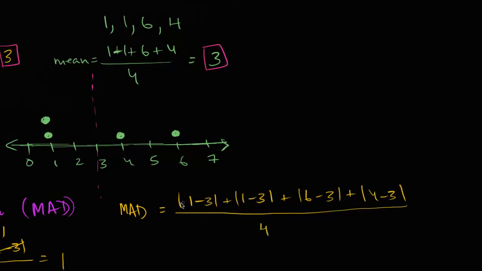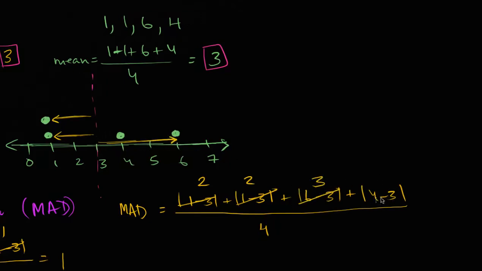So 1 minus 3 is negative 2, absolute value is 2, and we see that here. This is 2 away from 3. We just care about absolute deviation. We don't care if it's to the left or to the right. Then we have another 1 minus 3 is negative 2, but with absolute value, this is 2. And this is 2 away from the mean. Then we have 6 minus 3, absolute value of that is just going to be 3. And that's this right over here. We see this 6 is 3 to the right of the mean. We don't care whether it's to the right or the left.